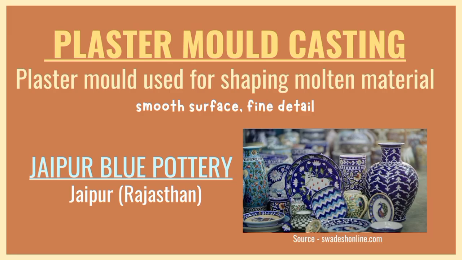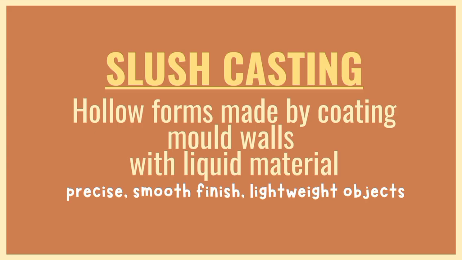Next we have plaster mold casting, where the mold is made out of plaster. It gives a smooth surface and fine finishing, like in the Jaipur blue pottery from Rajasthan. Next we have slush casting, where the hollow forms are made by coating the mold walls with the liquid material. So you don't pour all the material inside the mold to make it like a solid object, but instead just coat the inner walls of the mold so that a form with a hollow cavity is made.